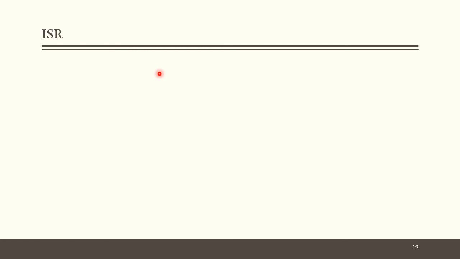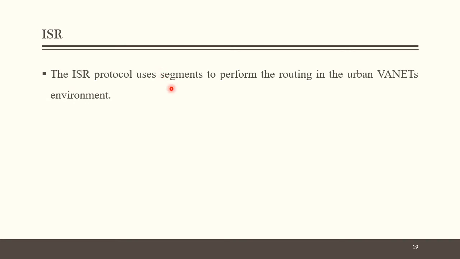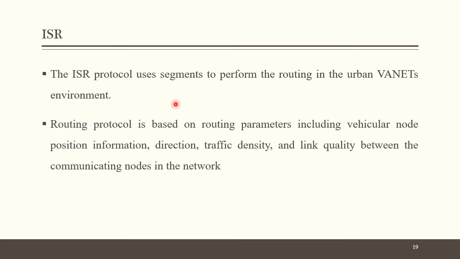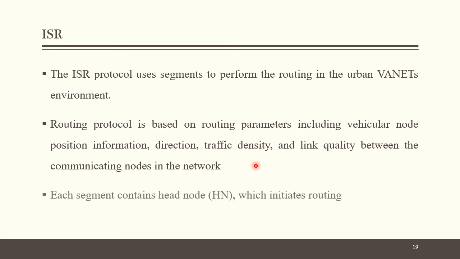The first protocol we are going to study is ISR, or Improved Road Segment Based Geographical Routing Protocol. In this protocol, we divide the road into segments for routing, and it is designed for urban areas. While routing, we consider these parameters, which include vehicular node position information, direction, traffic density, and link quality between the communication nodes in a network. Each segment includes a head node, which initiates routing based on these parameters.